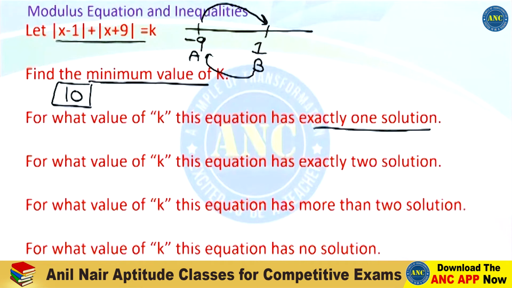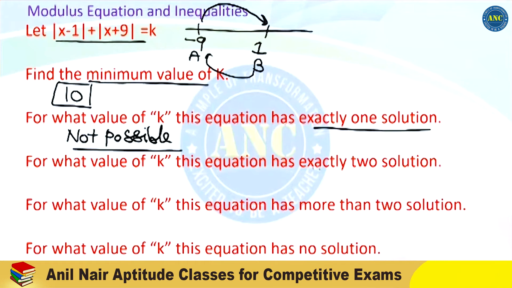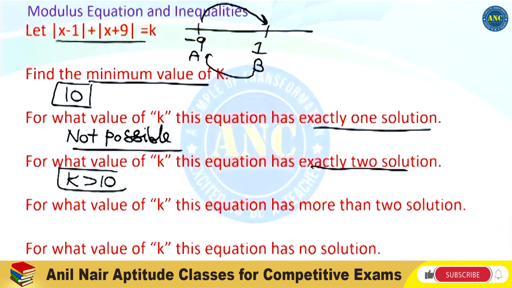Exactly one solution? No, not possible. There cannot be exactly one solution. Think logically, sir. For what value of k does it have exactly two solutions? Two solutions means it has to go beyond the critical points. So the answer is k greater than 10. Are you all with me? k greater than 10. For what value of k does this equation have more than two solutions?